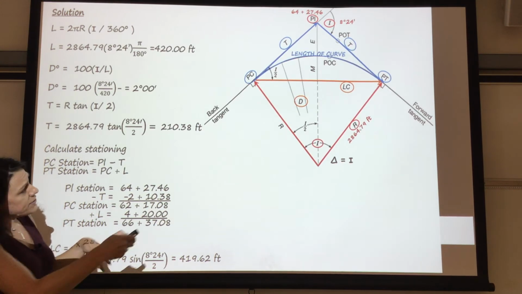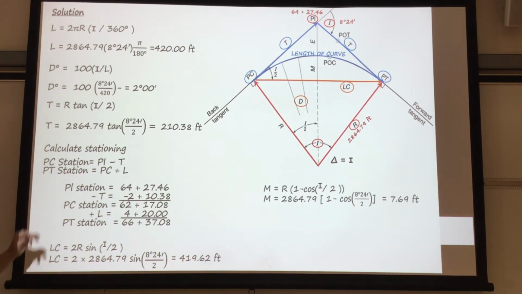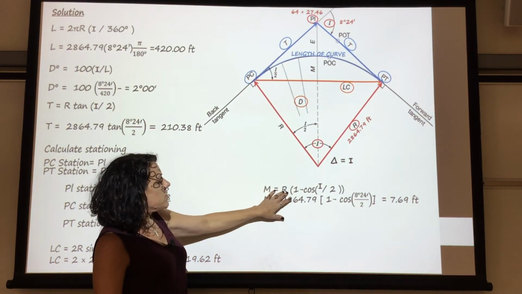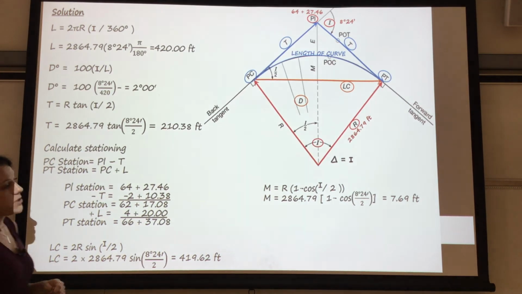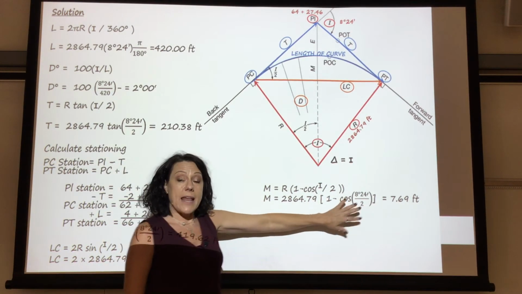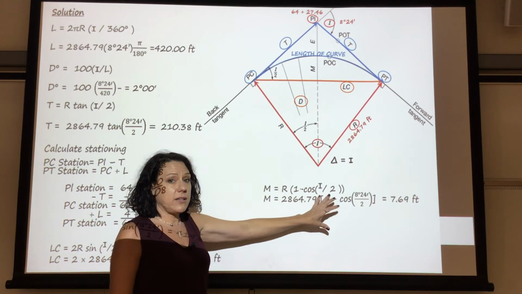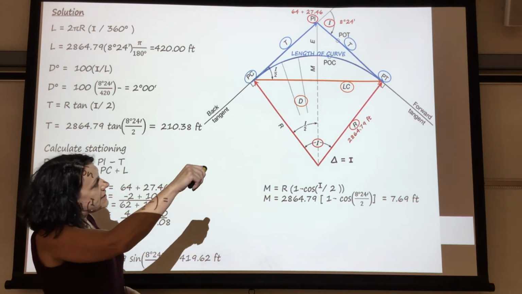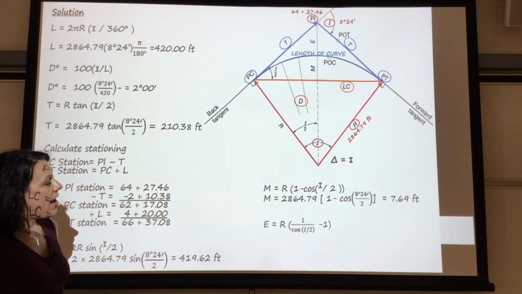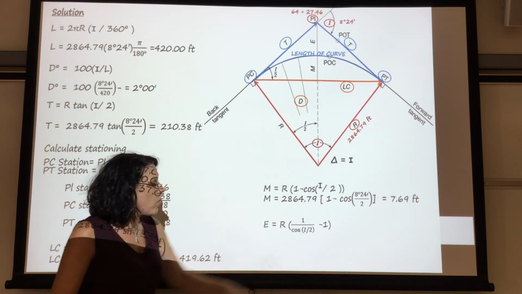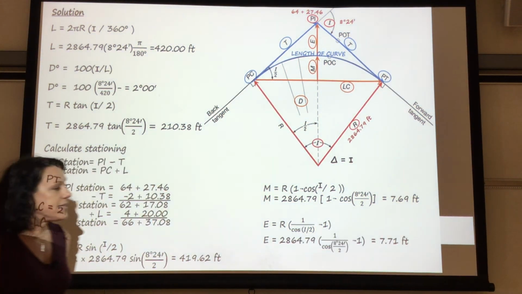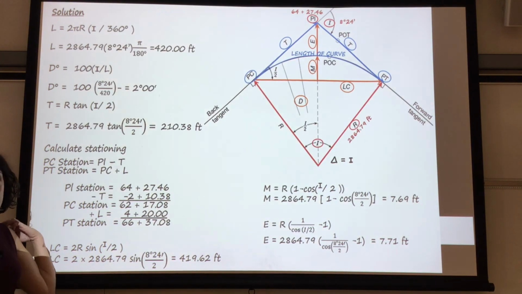So now we've got our long chord. We're going to figure out the mid-ordinate distance. We're going to use the radius times 1 minus cosine of I over 2, and we're just going to plug this equation in. Make sure you know how to use your calculators to do this. If you have any questions, send me a message. So that mid-ordinate distance here is 7.69 feet, and then the external distance is R times 1 over cosine of I over 2 minus 1, and that distance is 7.71 feet. Just plug the equations in, all right?